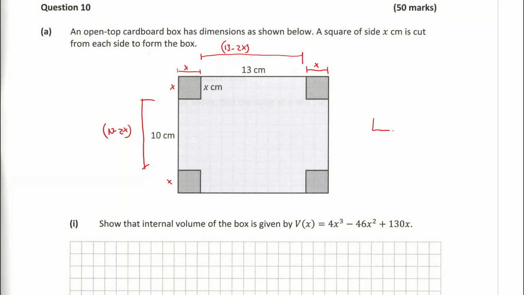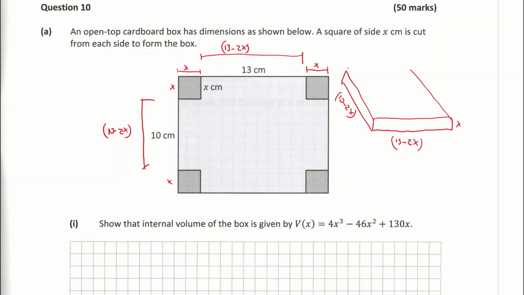So you're basically looking at a flat pack box here of a height of x, a width of 13 minus 2x, and multiplied by 10 minus 2x. So they're your dimensions of the box. Looking something like that if we were to sketch it out.